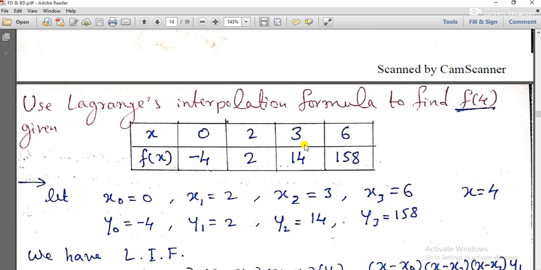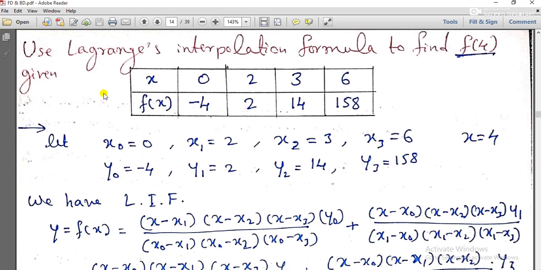Now an example; we can apply one simple example. Use Lagrange's interpolation formula to find f of 4, given x is equal to 0, 2, 3, 6 and f of x is equal to minus 4, 2, 14, 158. Let x naught be 0, x1 is 2, x2 is 3, x3 is 6, and y naught is minus 4, y1 is 2, y2 is 14, y3 is 158. You write all these values. We have to find for x is equal to 4.